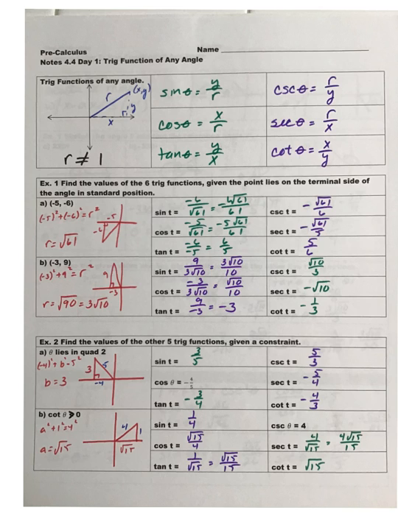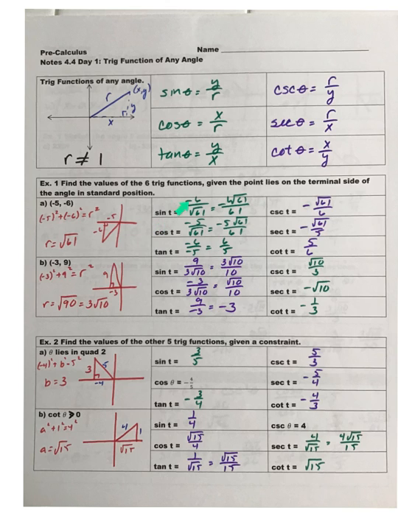All right, so example 1, we want to find the values of the 6 trig functions given the point lies on the terminal side of the angle in standard position. All right, so we really have to pay attention to what quadrant are we in. So the point -5, -6, so left 5, down 6 would be right here. So we're in quadrant 3. We have the 2 legs, we don't have the hypotenuse. So Pythagorean theorem, we get r is the square root of 61.